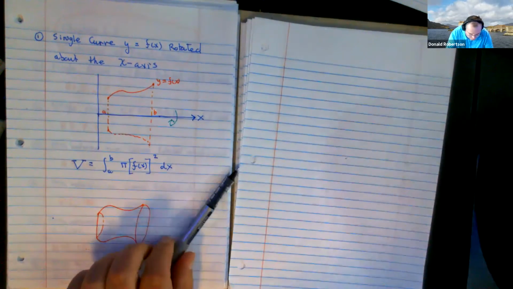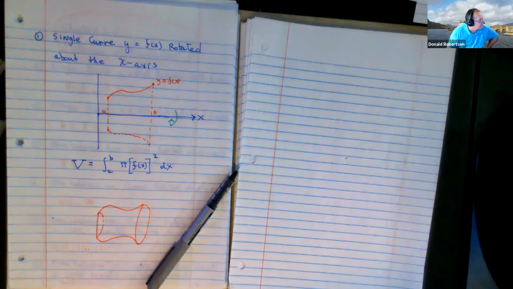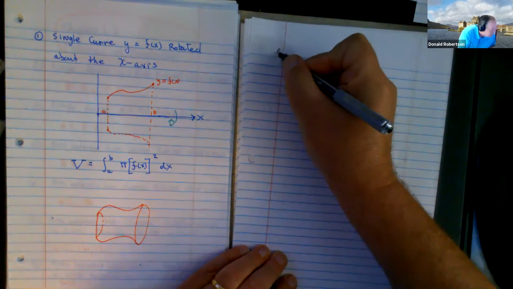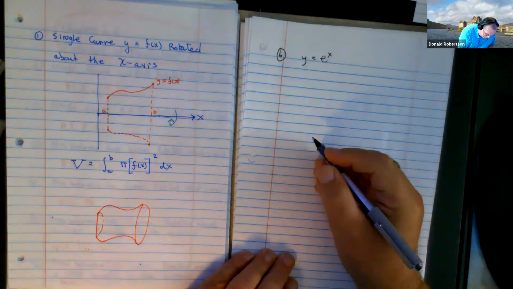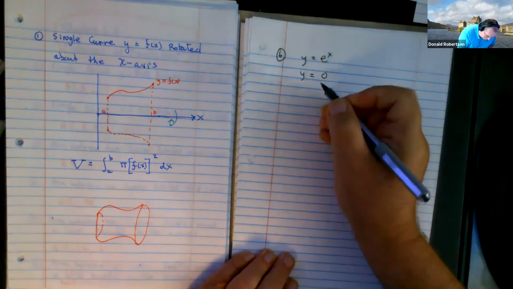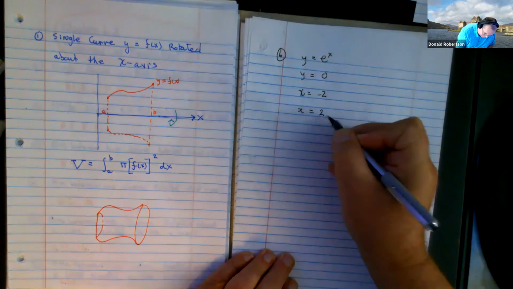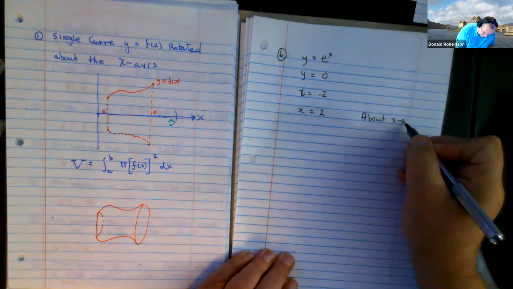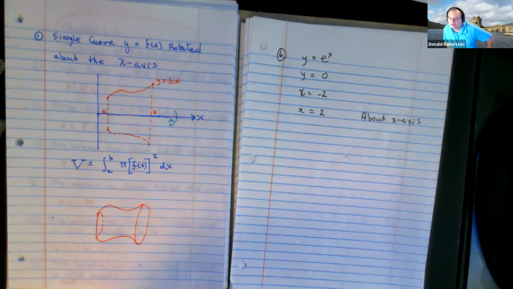The next one in that list would have been question 5, but I'm skipping it. We'll move on to the last one of this type, which is question 6. It's y equals e to the x, y equals 0, x equals -2, x equals +2, and it's going to be about the x-axis. So this is the last example of a single curve being rotated about the x-axis.